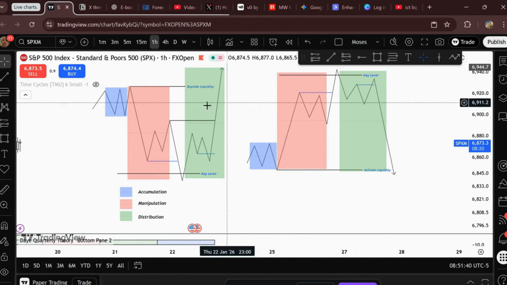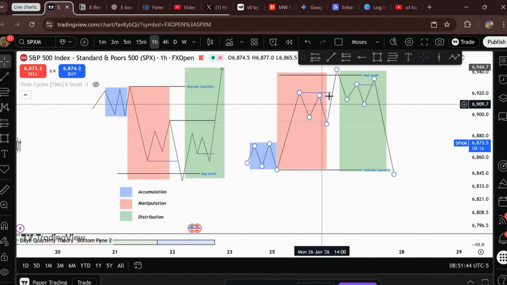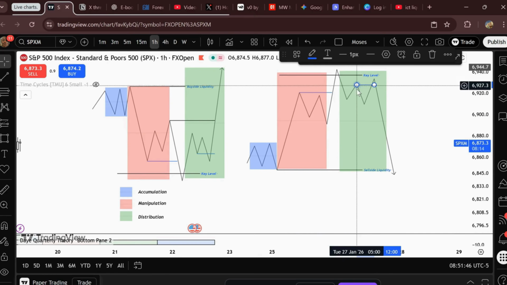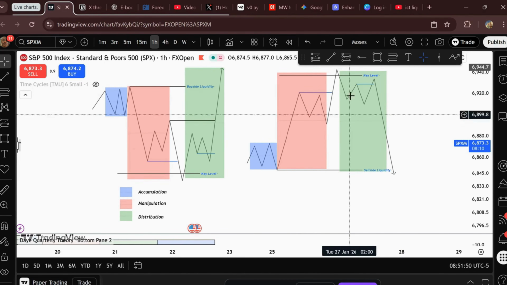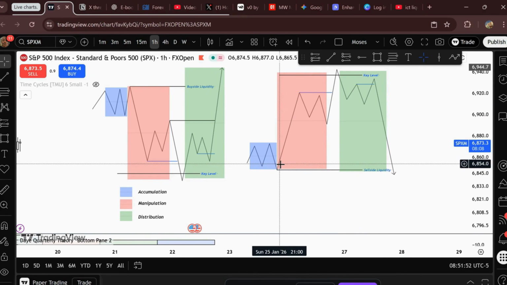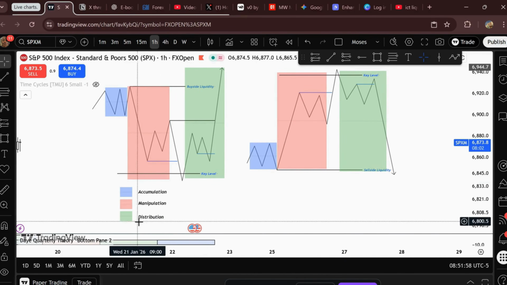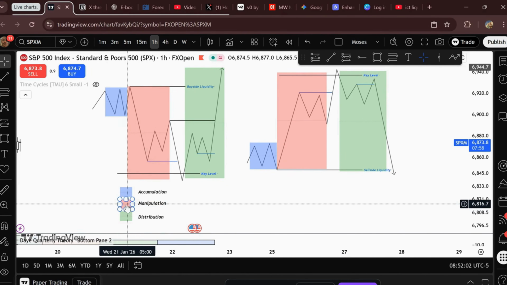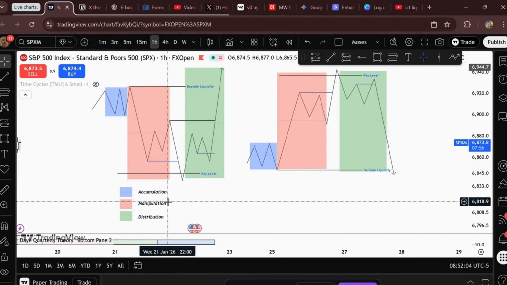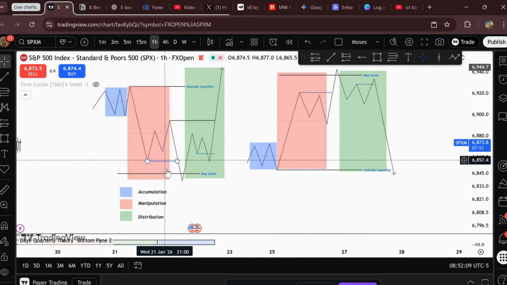When you understand the power of three concept, it becomes easier for you to go into your charts and wait for the time the market presents itself to you to participate in the distribution. So as a trader, you want to always participate in the distribution leg, right? Very few times you could find good opportunities to participate in the manipulation leg, right?